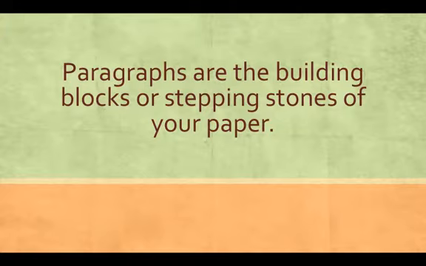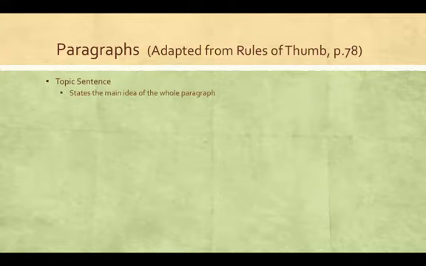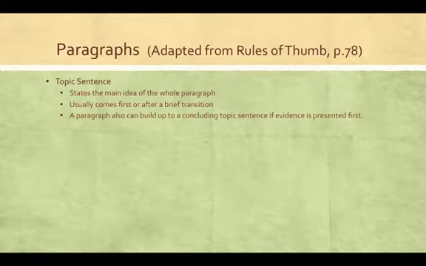Each paragraph should be focused on a single topic, idea, or point. Paragraphs typically follow a specific format that presents a main idea and then gives evidence that will support that idea. It will typically begin with a topic sentence that states the main idea of the whole paragraph. It usually comes after a brief transition from the previous paragraph. However, a paragraph can also build up to a concluding sentence if evidence is presented first.